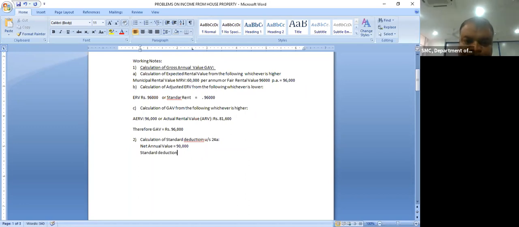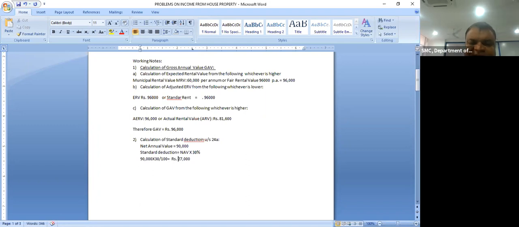So standard deduction is equal to NAV into 30%. Okay, so that is equal to 90,000 into 30 divided by 100, which is equal to 27,000 rupees. 27,000 rupees. Have we done any other calculations here?